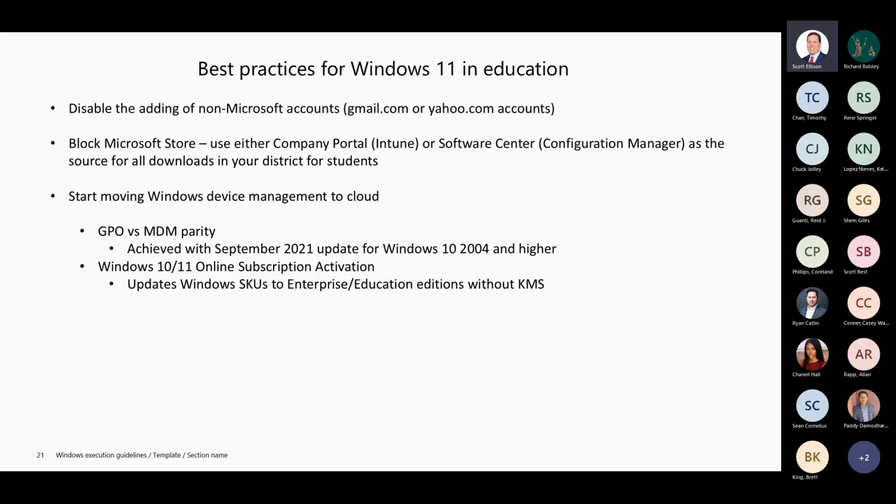And then again, I would always stress, if you have the opportunity, start moving away from Group Policy. I'm a big fan of MDM policy. We achieved feature parity in September 2021 with that update. So for anything Windows 10 2004 or higher, start using that, because you'll find today in Intune, you can deploy your Chrome browser settings. A lot of your GPOs are there today, and you can even do this in a hybrid environment.